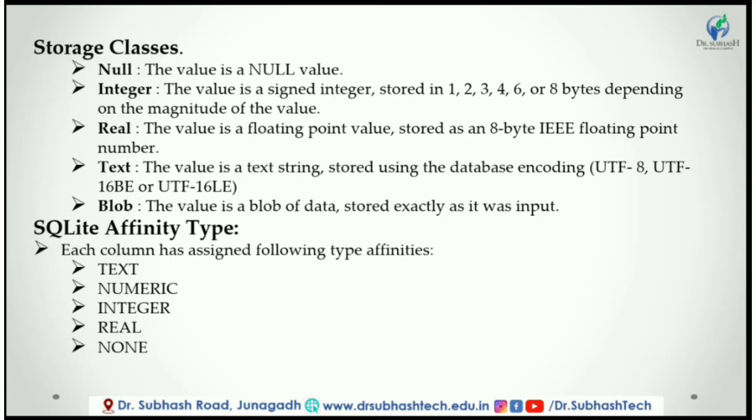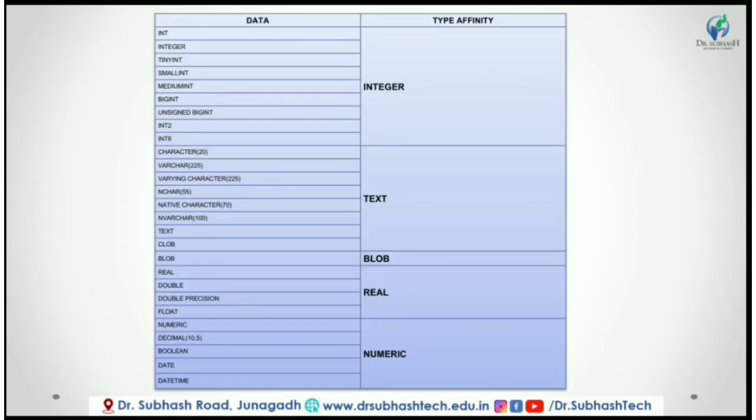Now next we can see the data types and type affinity. For integer affinity we use INT. We can also use INTEGER, TINYINT, SMALLINT, MEDIUMINT, BIGINT, and UNSIGNED BIG INT.